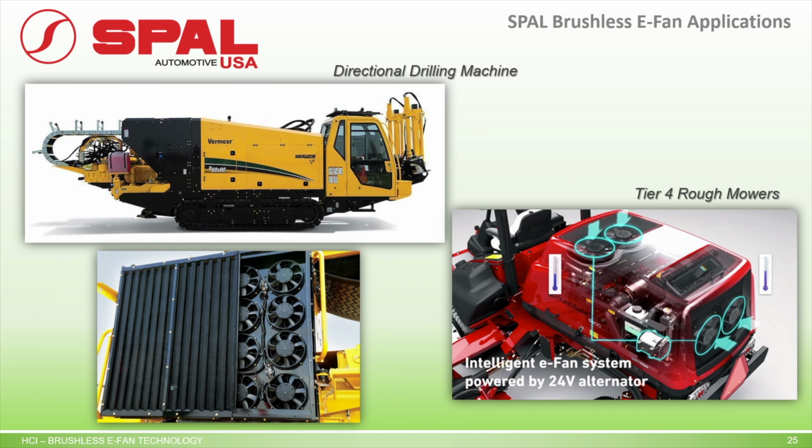We discussed earlier about the advantages during the machine design stages to relocate these cooling systems. Here are two perfect examples of this. On the upper left, this is Vermeer's new directional drilling machine, along with, in the lower right, the latest in Tier 4 rough mower technology.